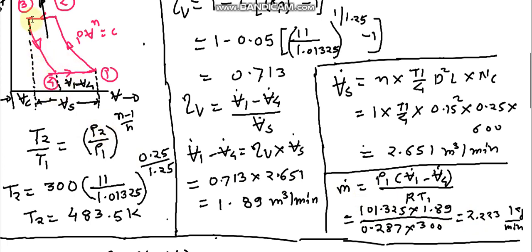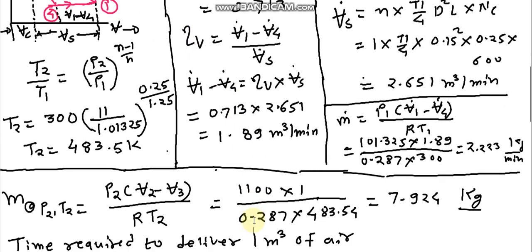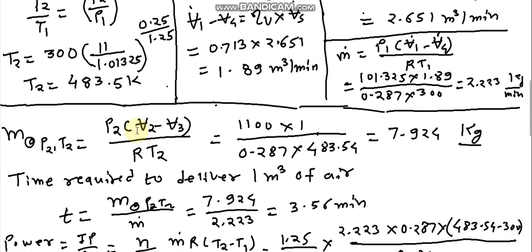Now we have to find the mass flow rate at delivery condition. For that, V2 minus V3 is given as 1 meter cube. So the mass flow rate at delivery condition is P2 into V2 minus V3 upon RT2. V2 minus V3 is given as 1. P2 is 11 bar, meaning 1100 kilopascal, then the value of R, and T2 we just found, 483. So we will get 7.924 kg, in kg because we put V2 minus V3 in meter cube only.